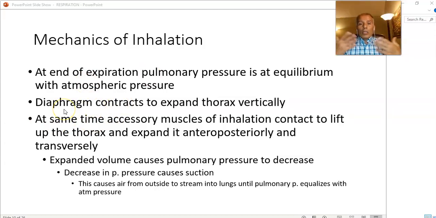So first, when the muscles of inhalation are activated, the diaphragm is going to contract. There are two nerves called the phrenic nerves that activate the diaphragm into contraction. As it goes down, at the very same time, the thoracic muscles will lift up the thorax and expand it at the same time. But here we have to explain step by step. So when the diaphragm contracts, it will go down to expand the lung volume and give you vertical expansion.